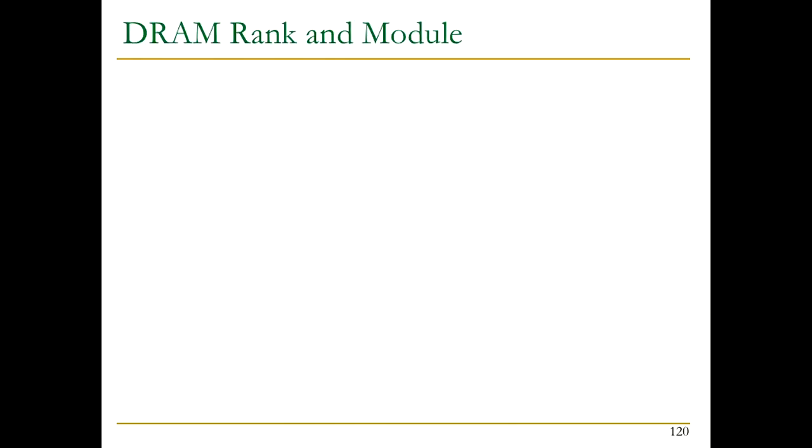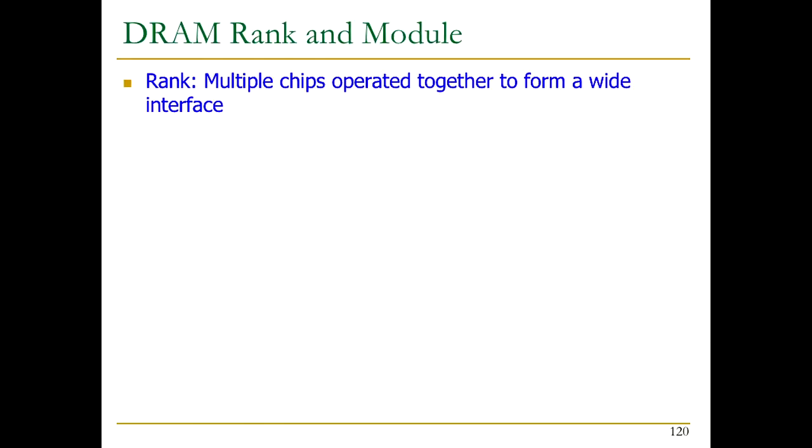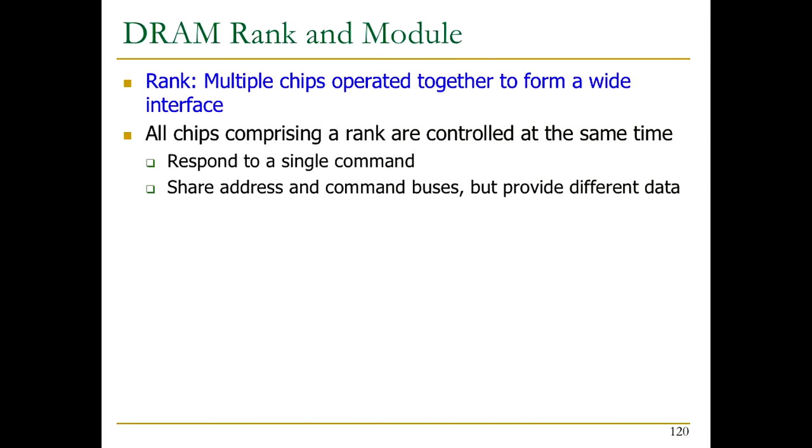Okay, let's look at the rank and module a little bit. Basically, we've said that multiple chips are operated together to form a wide interface. That's what a rank is. And all chips comprising a rank are controlled at the same time. They respond to a single command. I like the soldier analogy. You get kicked out of the army if you don't obey the command, so you cannot disobey the rank. Okay, you share the address and command buses, but provide different data.